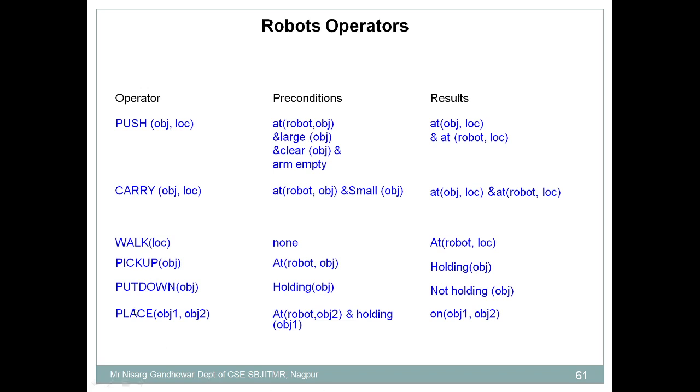And finally the last operator is the place operator, meaning you can place one object on top of another object. In order to perform this operation, what is the precondition? The precondition is that the robot should be present near object 2 and holding object 1, so that object 1 can be placed on top of object 2. So here you can see the result: object 1 is placed on top of object 2. So these are the various operators that we can use for a household robot at home.